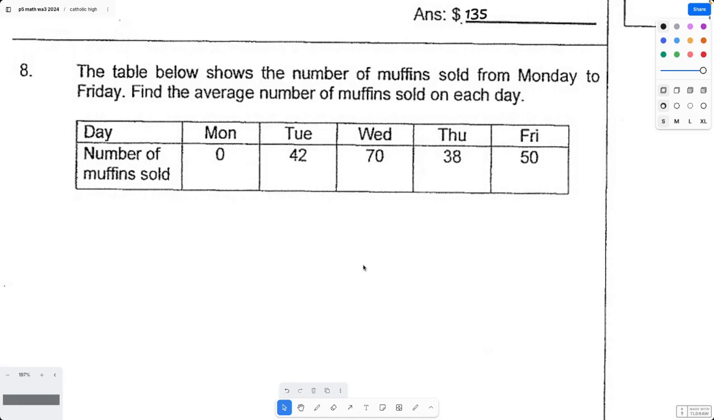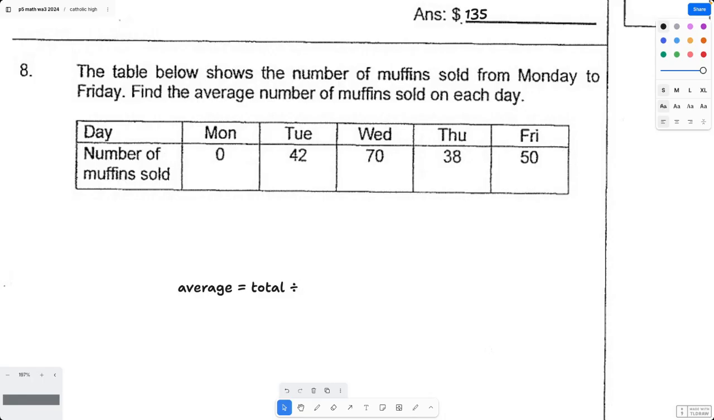Question number 8. Okay, so the table below shows the number of muffins sold from Monday to Friday. Find the average number of muffins sold on each day. So average is basically total, right?